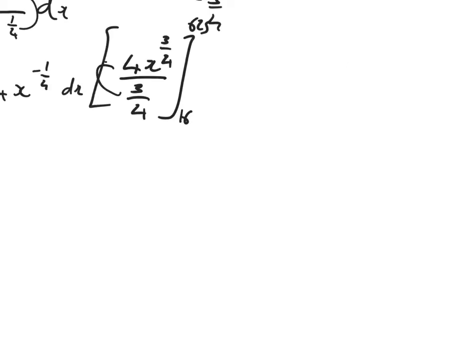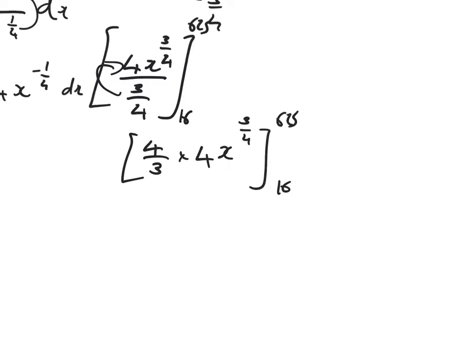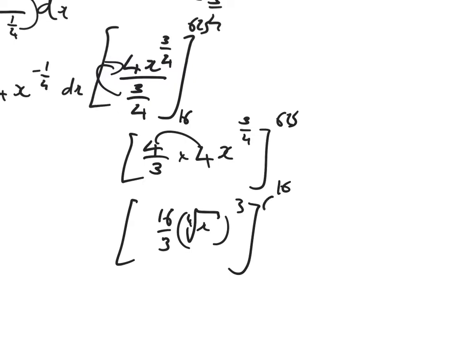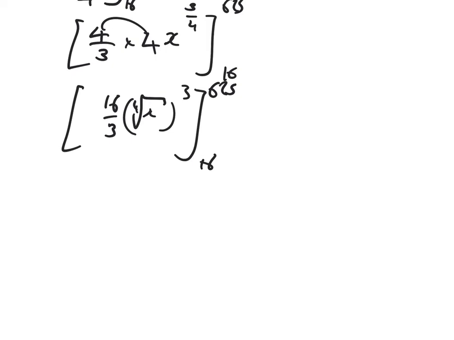Okay, so let's tidy this up. I'm going to bring the fraction up, flip it over, so that will be 4/3 of 4x to the power 3 over 4 between 625 and 16. Okay, so 4 times 4 is 16, so that's then 16/3 of the 4th root of x all cubed between 625 and 16. Okay, so I'm now ready to make the substitution.